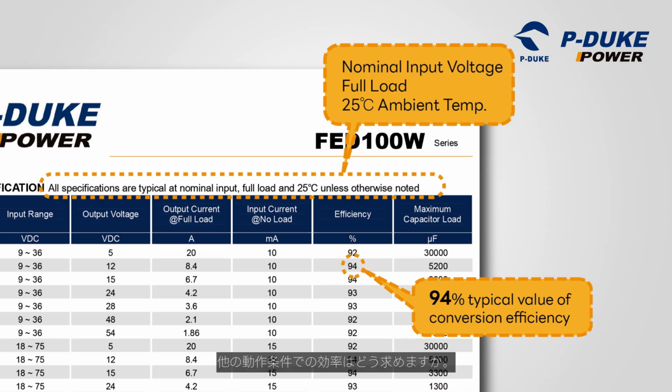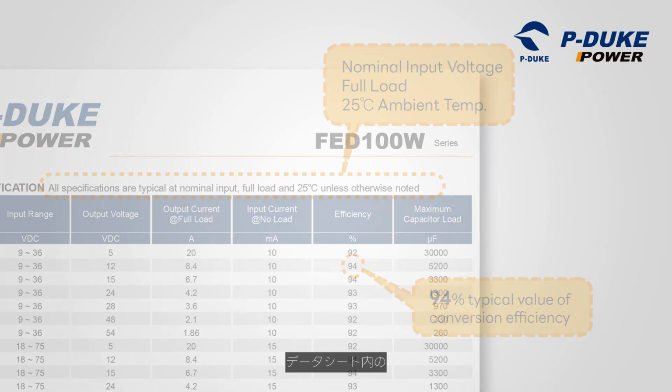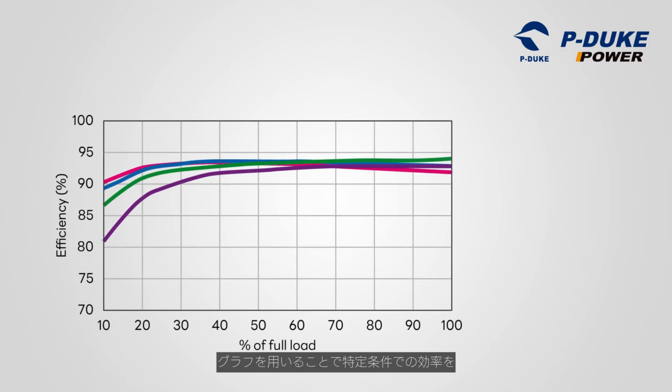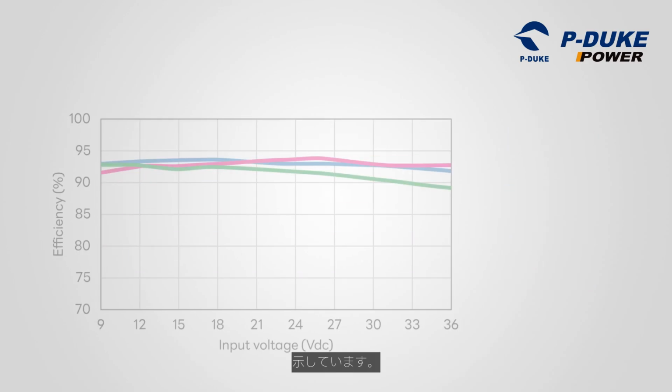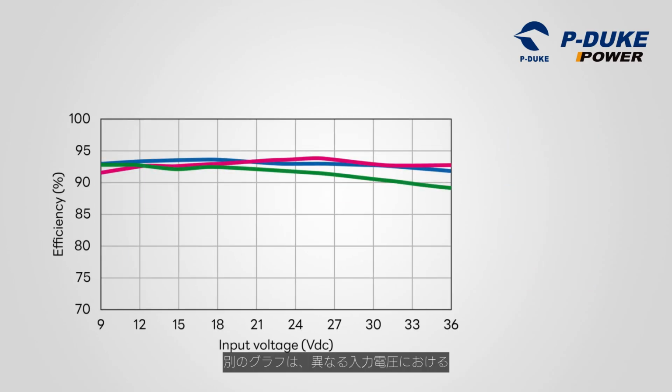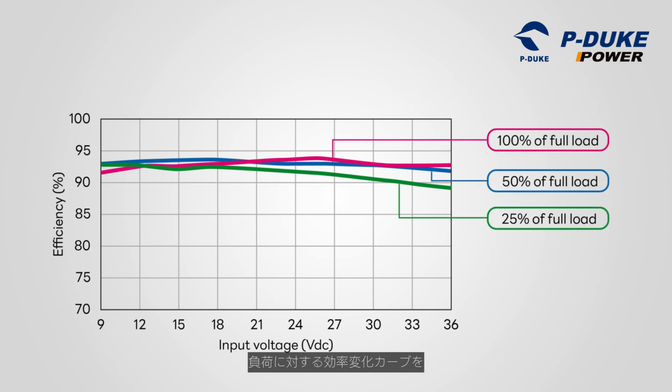How to get the efficiency values for other operating conditions? Graphs in the datasheet can be used to determine efficiency in specific operating conditions. This graph shows the efficiency curves of a 24 to 15 volt 100 watt converter for 100, 50 and 25% load, as a function of input voltage. Another graph shows the efficiency curves for different input voltages as a function of the load. For additional details or specific values related to your converter and applications, please reach out to Duke's application engineering team.